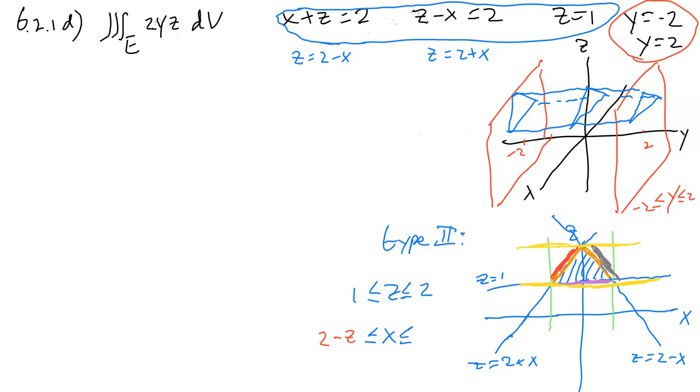And the upper bound, that's the gray region. So let's do that in gray. That's where z is 2 minus x, so x is 2 minus z. Oh, I made a mistake for the red region. Z should have been z minus 2, apologies.